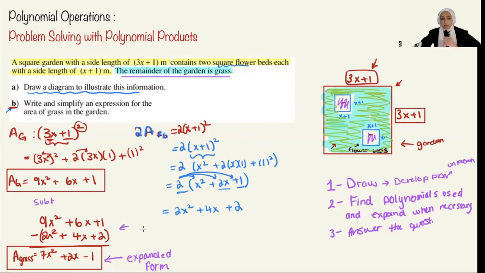Okay. All right, everyone, that's really it for developing a plan for problem solving. You draw, you figure out what am I trying to find, and then you expand your polynomials when necessary, and you answer the question by either subtracting or adding, whatever the situation is, it really depends. So join me in example videos where we're going to see different forms of questions for problem solving polynomial products, and you'll get a better sense of how to work with polynomial products in real life scenarios.